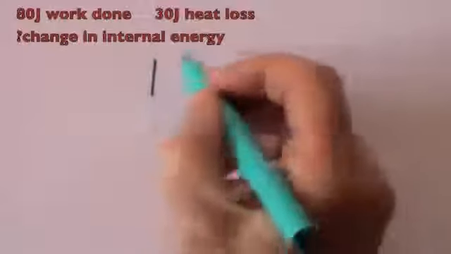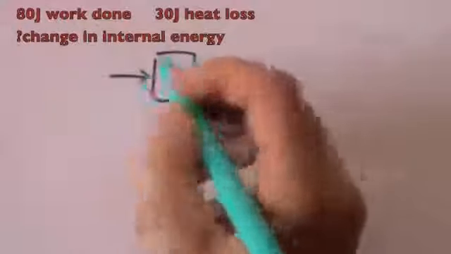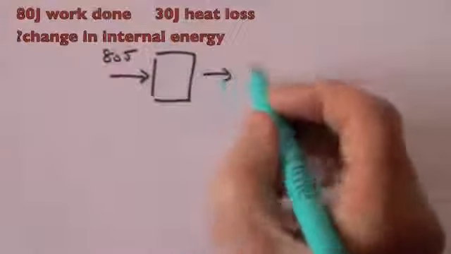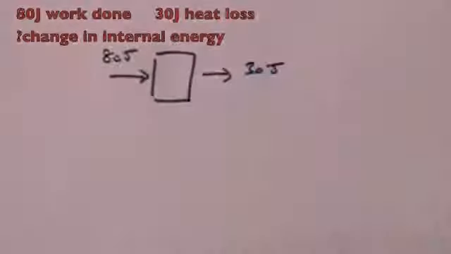Question 6. 80 joules of work is done to a system which loses 30 joules in heat. What is the effect on its internal energy? Well, essentially we've got a system and we put 80 joules of work in and we lose 30 joules out.